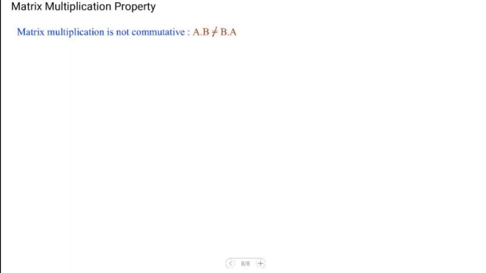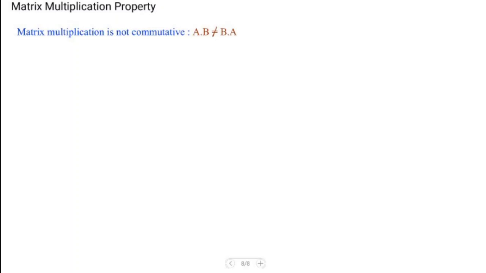In this section, we'll be discussing the matrix multiplication property. That is, matrix multiplication is not commutative. So if you have two matrices and you change the sides and multiply, they won't be equal. So A times B will not be equal to B times A.